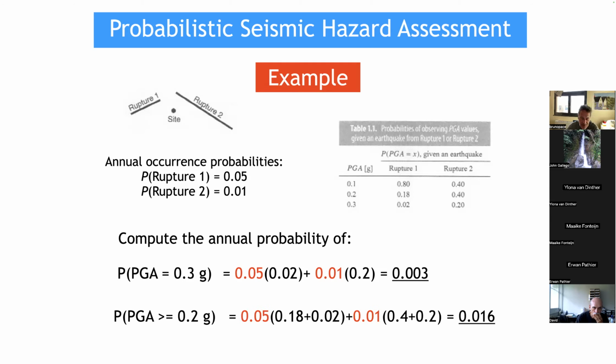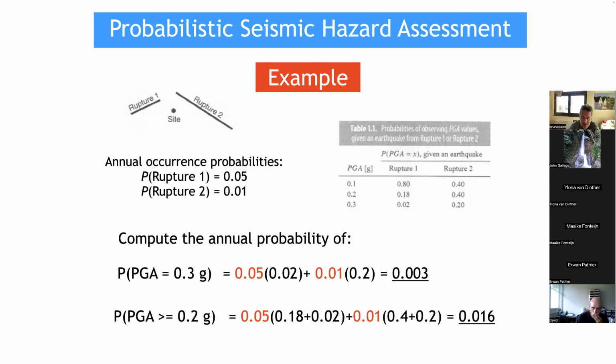Usually we don't want the probability of a specific value, but we are interested in values larger than a given value, for example the value at which we decide to design our building. So our building can resist between 0 and 0.2G. We are interested in how frequent, and how probable, it is to have a ground shaking, a peak ground acceleration, that is larger than 0.2G. And so we do the same.